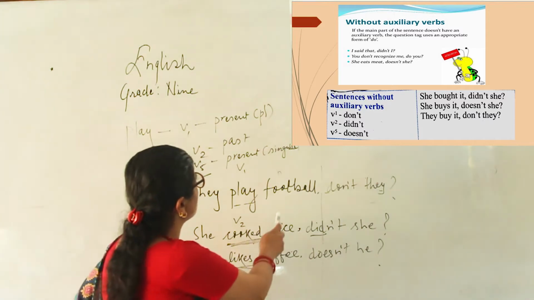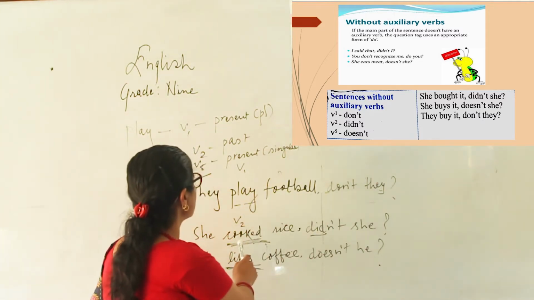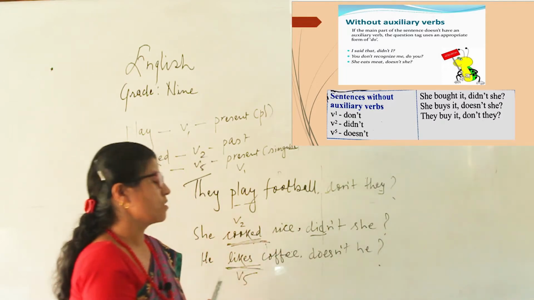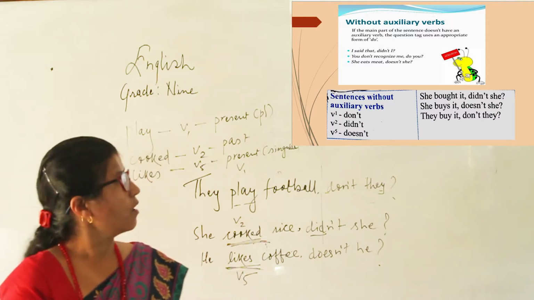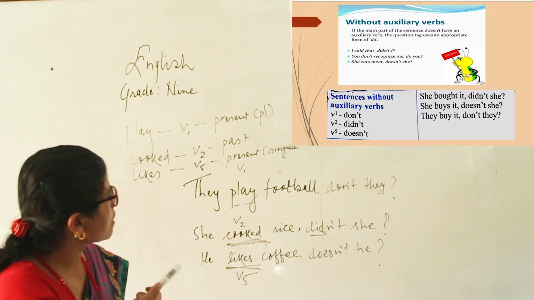They play football, don't they? So for play, this is B1, so don't is used. For B2, did is used, and for B5, does not is used. So you can see this form, as they are also auxiliary verbs.